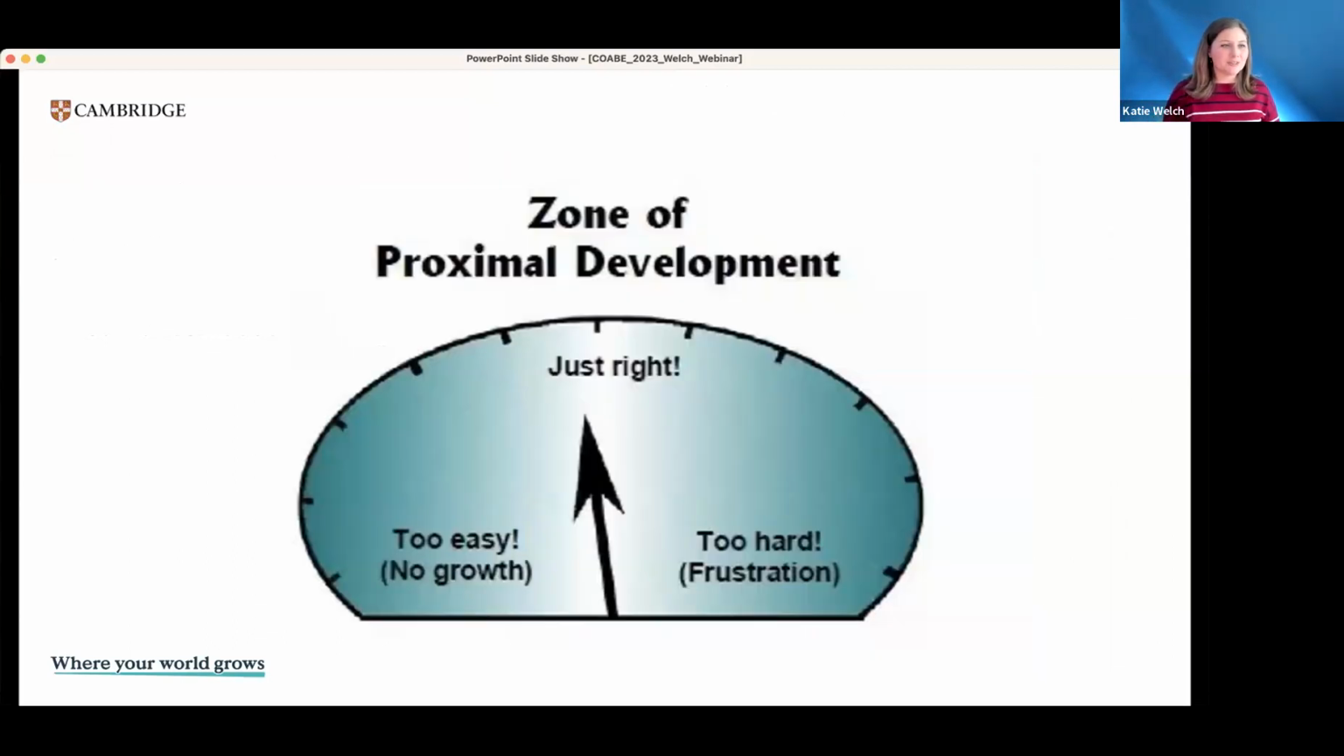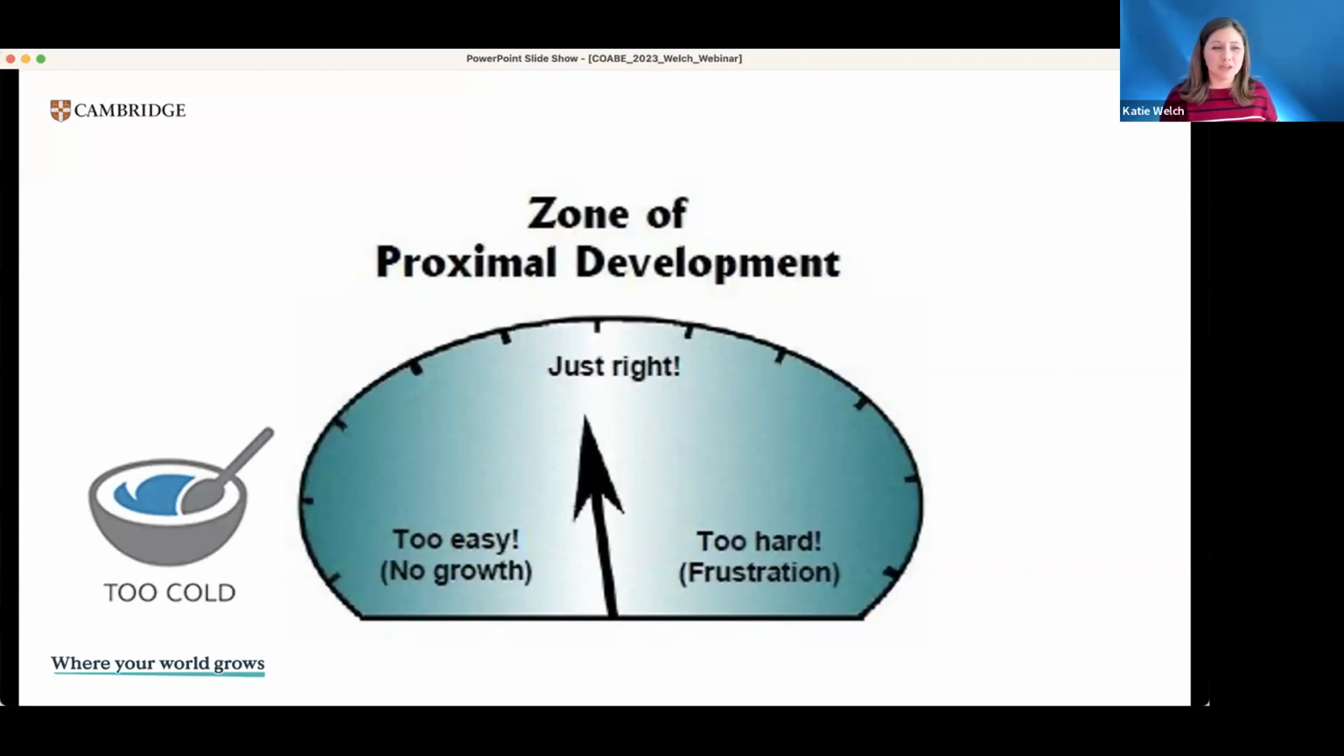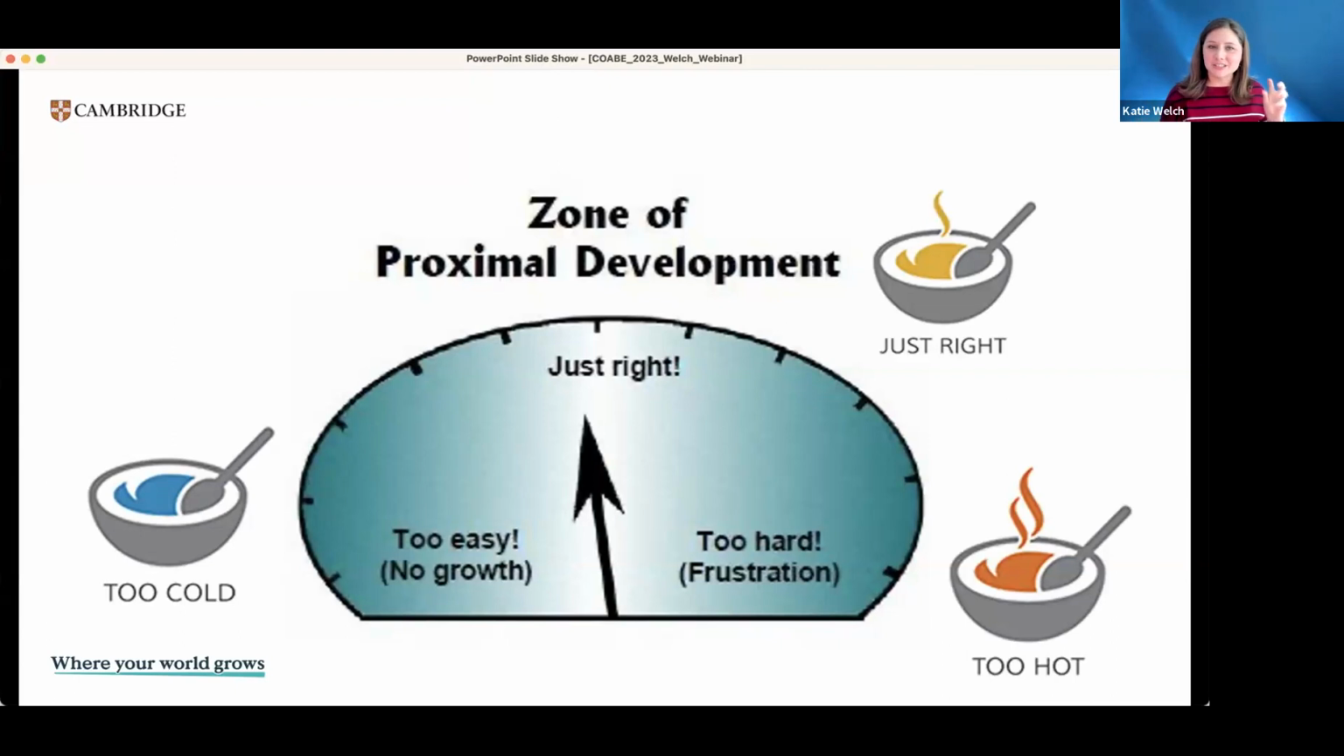that they can then learn. And so it kind of looks like this, where similar to the Goldilocks and the Three Bears, if you give a student something that's too easy, you won't have any growth. If you give them something too hard, they're just going to be frustrated because it's too difficult. But if you give them that just right teaching, then they will learn. Just like the too cold, the too hot, and the just right.